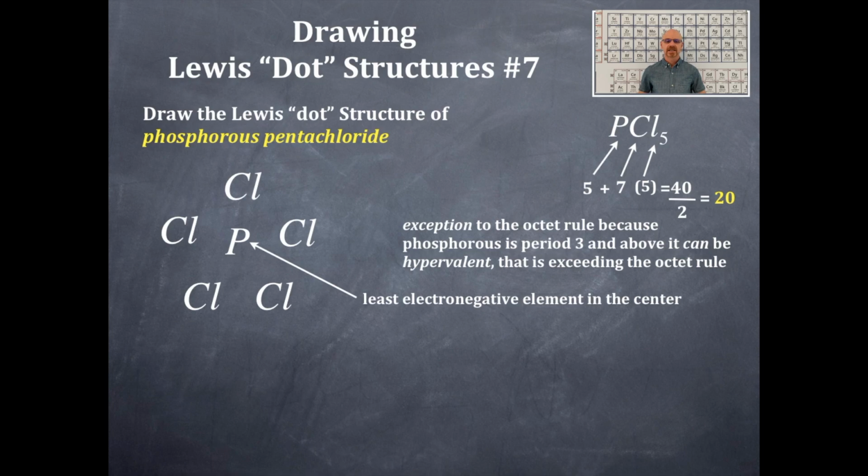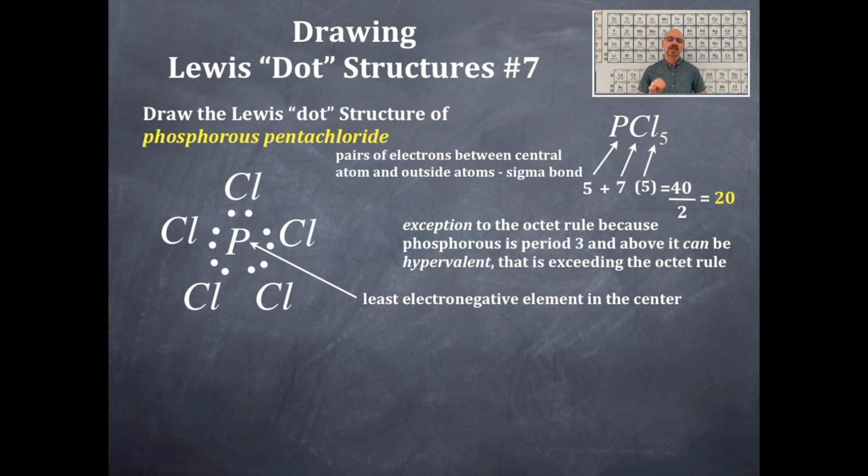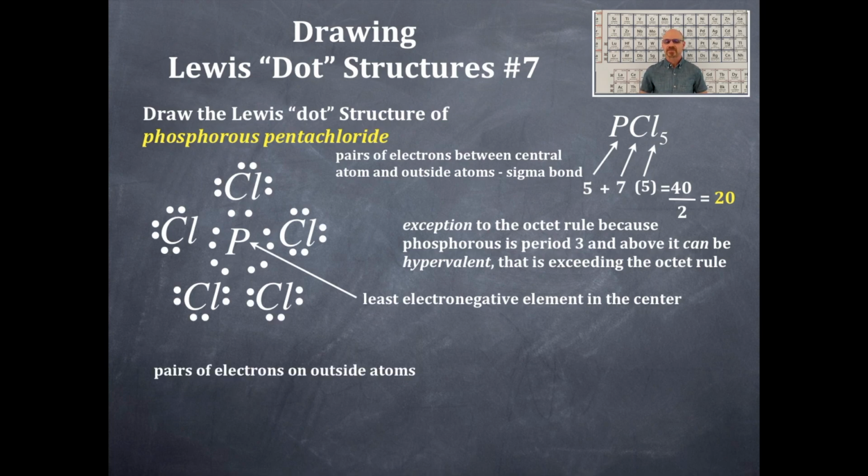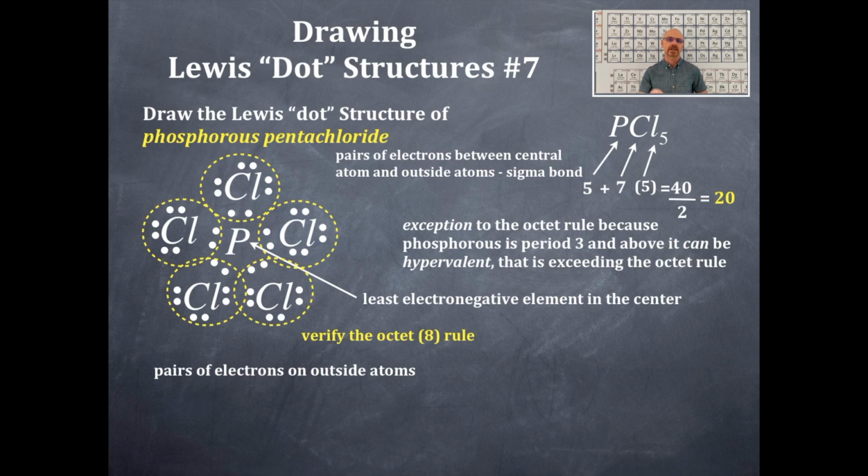Don't do that. Okay, now what we're going to do is we're going to place a pair of electrons in between the central element and the outside elements. I have done that like such. Then you're going to place the lone pairs of electrons on the outside elements like this. Okay, I'm going to make a circle around these elements here, and I'm going to verify the octet rule. Remember, the octet rule is for 8, like an octopus. And that is fine for chlorine. Chlorine follows the octet rule, so it must have an octet.